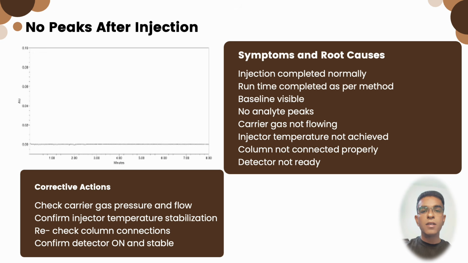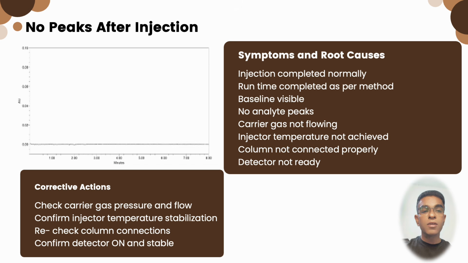When this problem occurs, the injection and the run appear normal, but no peaks are observed on the chromatogram. This clearly indicates that the sample is not reaching the detector. The first check must always be the carrier gas flow. Without gas movement, the sample cannot travel through the column. Next, confirm the injector temperature has reached and stabilized at the set value. Improper vaporization prevents analyte transfer.